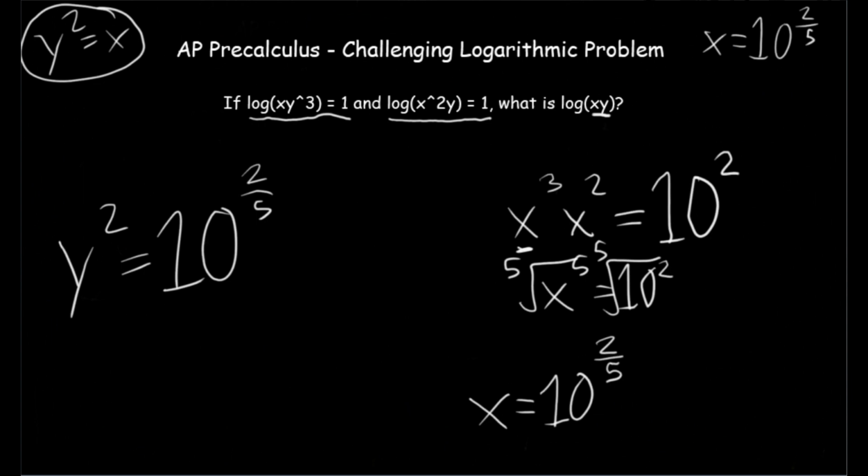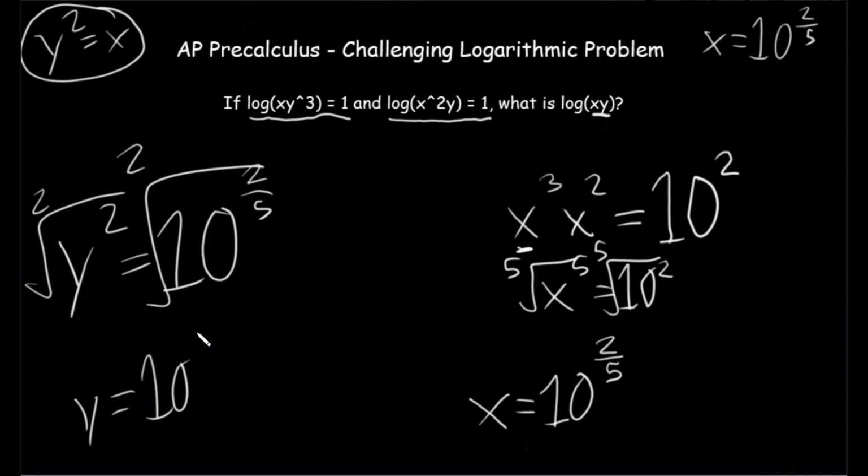Okay, so y squared equals 10 to the 2/5 power. What you can do here is square root both sides, and essentially what that's going to equal is y equals 10 to the 1/5 power. Okay. So we know that x equals 10 to the 2/5 power and y equals 10 to the 1/5 power.